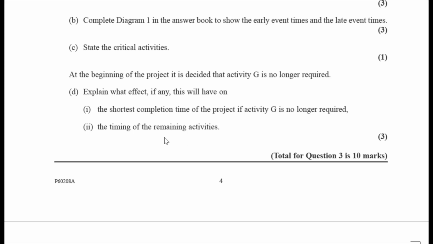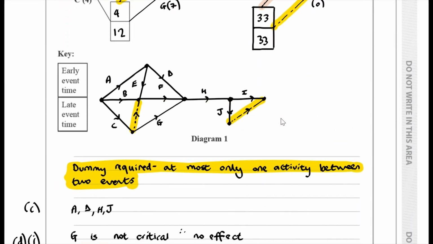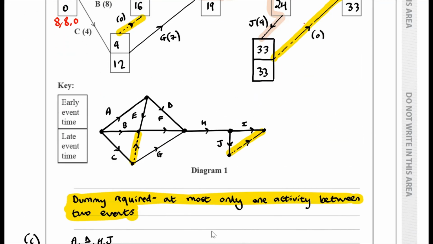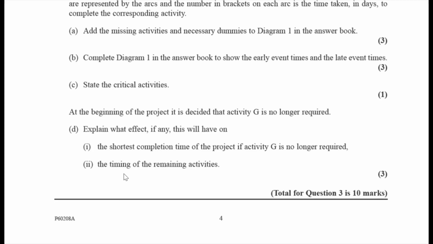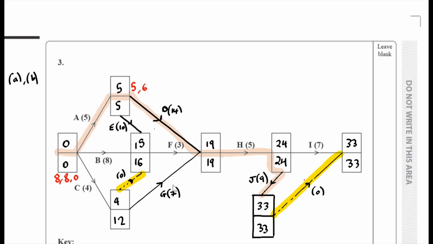So for the next part, the reason for that was because G is not critical, so no effect. And then for the next part, we have to explain the effect on the time remaining of the remaining activities. Well, if you look over here, if G isn't needed, of course that directly affects C.